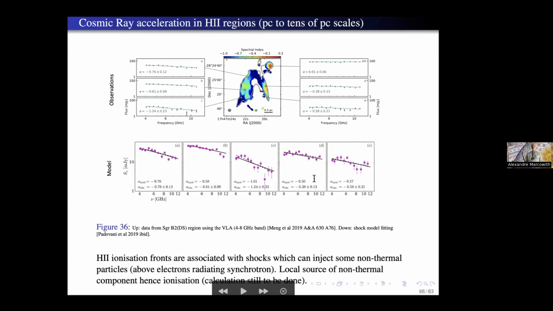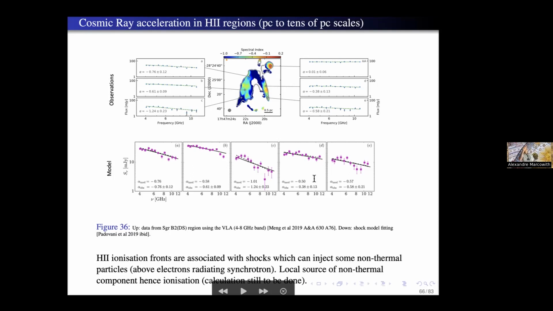Here I have a series of sources of non-thermal particles you can have in the interstellar medium. Here's an example of an H2 region. H2 regions have some shocks, which are not very fast, but in fact you don't need a high energy particle. You just need to accelerate non-thermal particles up to, let's say, a few hundred MeV to have an impact on ionization.